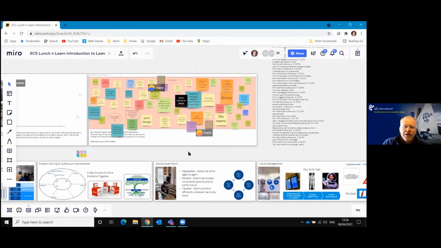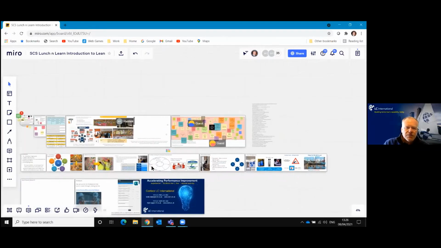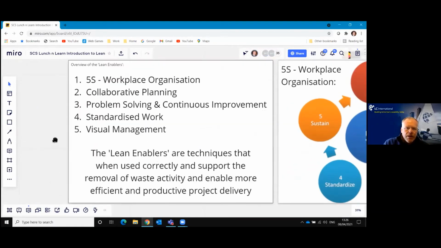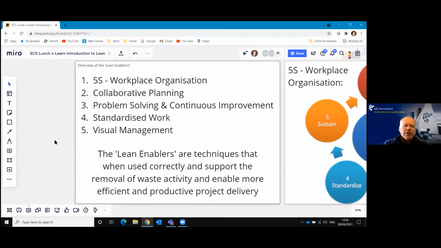Okay, so moving on to our next session and part of the session. We're going to now start looking at those lean enablers. And those lean enablers are broken down into 5 elements. We have 5S, workplace organisation. We have collaborative planning and production control. We have problem solving and continuous improvement, standardized work, and visual management. And these lean enablers are our opportunity to, in a structured way, take action on the wastes and the opportunities we've just been talking about.